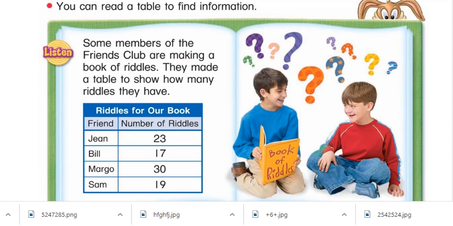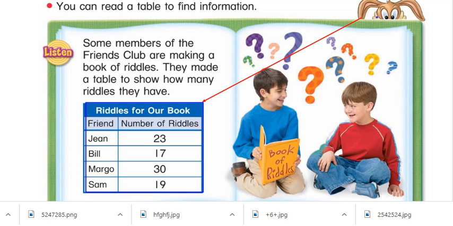Hello, Mr. Rabbit. Can you please tell me what is a table? What you can see here, this is a table. Can you see this one? A table is something that contains data and information that we can know from the table. Okay? So this is a table.